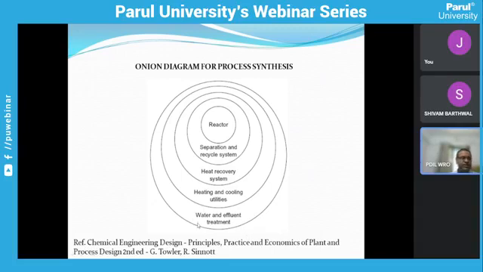After that, the last layer is the water and effluent treatment, because the raw water is required. The raw water is required for drinking purposes. It is required for the service water. It is required as process water. And the effluent may contain industrial effluent as well as biological effluent, that means generated from the canteen and the toilets. So you have to treat this effluent, liquid effluent, gaseous effluent, solid waste, whatever it is, and proper disposal has to be done. So this gives the overall picture of a chemical process plant.